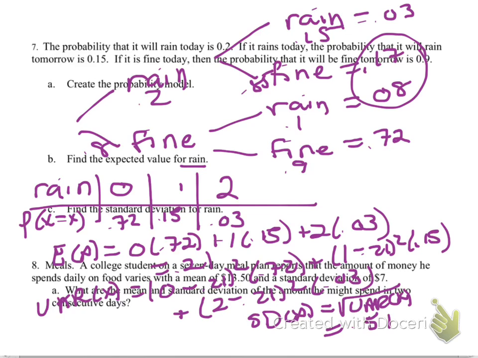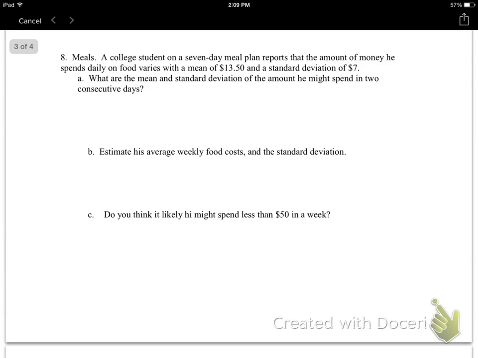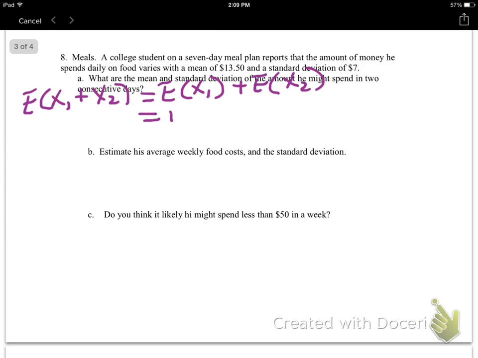All right? Okay, so they want to know the mean and standard deviation he might spend on 2 consecutive days. So I think you realize this is 2 different days. So this is the expected value of X1 plus X2, which is the expected value of X1 plus the expected value of X2, which is 13.50 plus 13.50, which is $27.